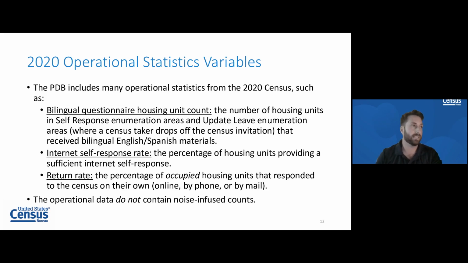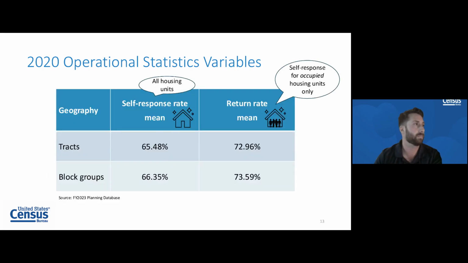And then return rate is like a response rate, only return rates are just among occupied housing units, whereas response rates will include those vacant housing units as well. If you want to look at just occupied housing units, you look at the return rate. So we have that information also available. And it's important to note here that the operational data that we have from the 2020 operational statistics does not contain noise-infused counts. So there's no noise injection. We were able to release this without having any disclosure concerns. So that's a unique benefit too, if there are any concerns there.